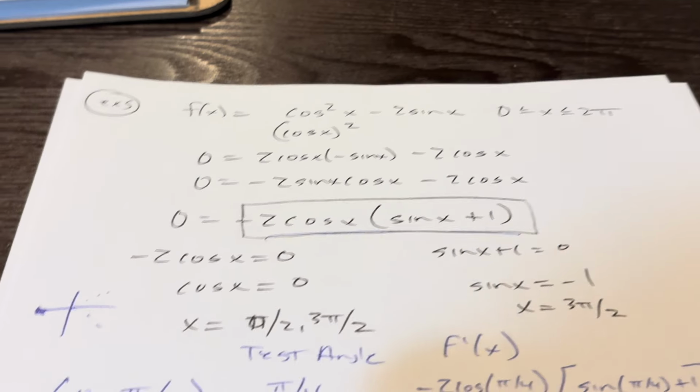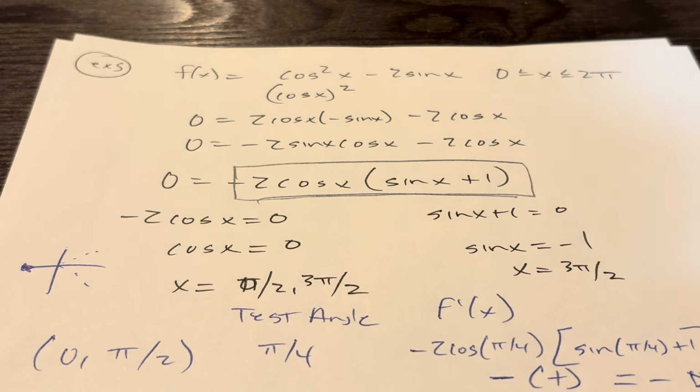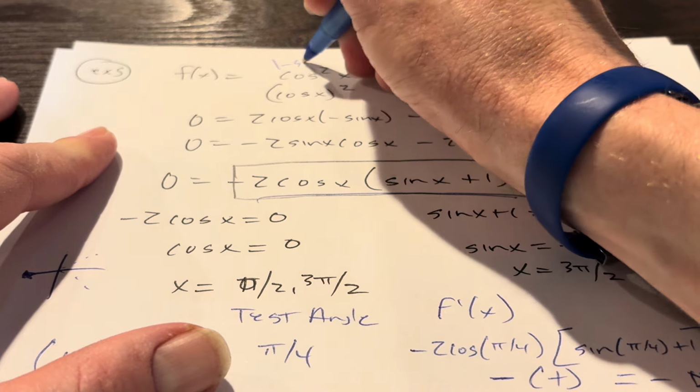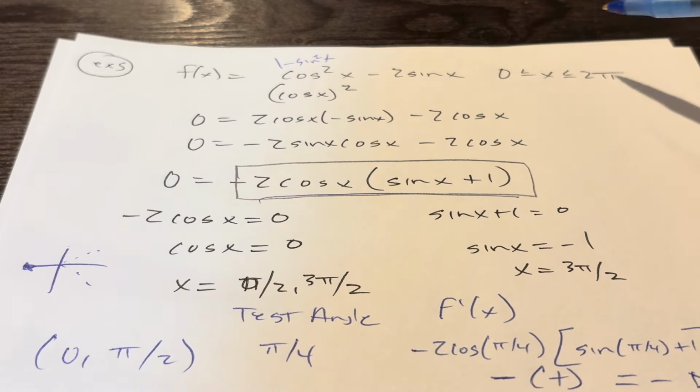The trick is going to be a little bit of a challenge, but we can do it. f of x is equal to cosine squared x minus 2 sine x. Now, if you wanted to, cosine squared x is the same thing as 1 minus sine squared x. But that would only be useful if we're trying to factor just that, and we're not. We're taking the derivative of it, so I don't think we need to do that.